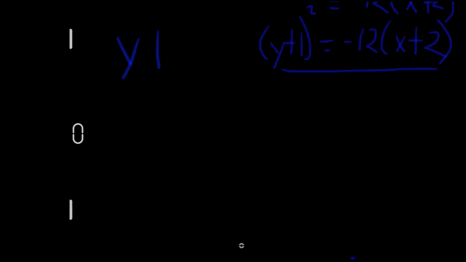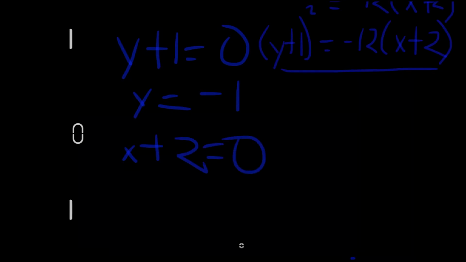Therefore, we can determine the vertex by looking at its standard equation. So, y plus 1 is equal to 0, so y is equal to negative 1. And x plus 2 equals 0, and then x is equal to negative 2. So, our vertex or coordinates is negative 2, negative 1.